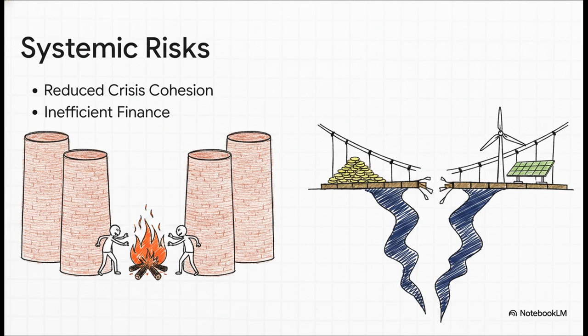On top of that, it creates massively inefficient climate financing. Tackling something like climate change requires trillions of dollars to move smoothly across borders. Financial fragmentation literally blocks this vital capital from ever reaching the developing nations that desperately need funding for green energy.